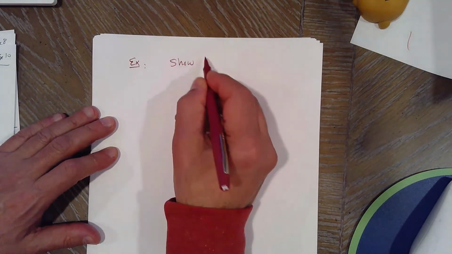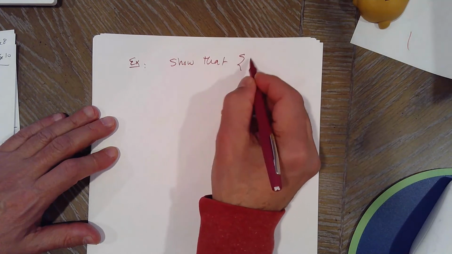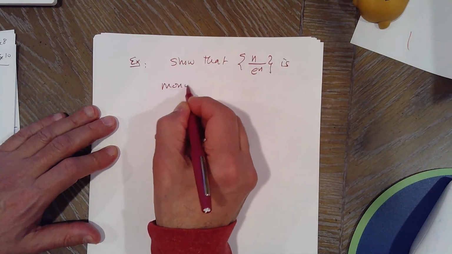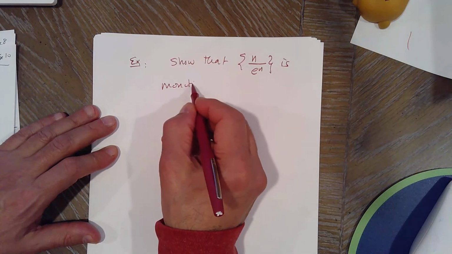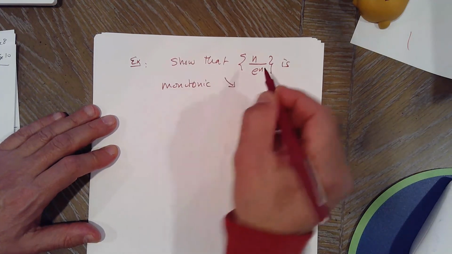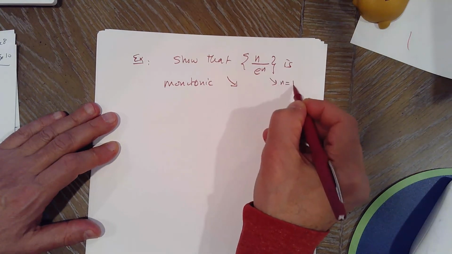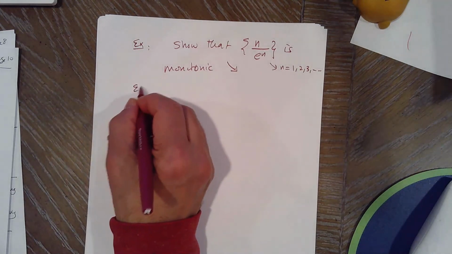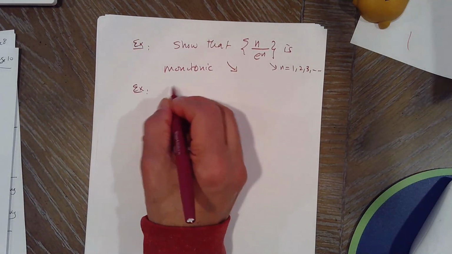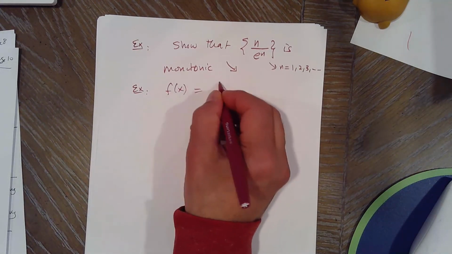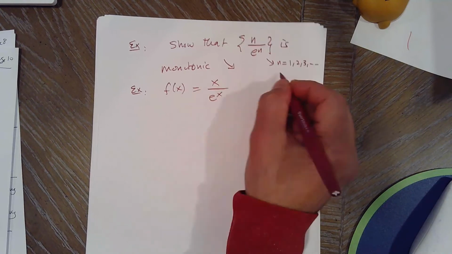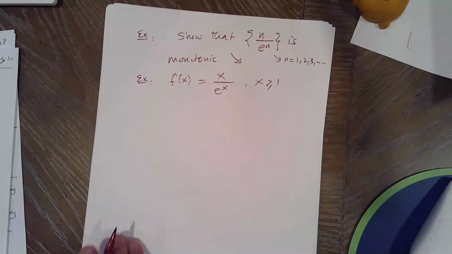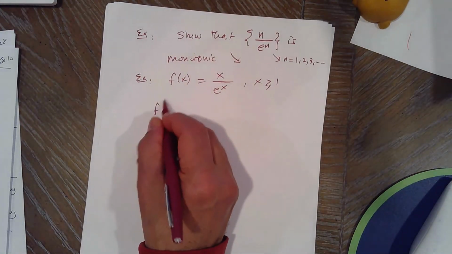Show that the sequence n over e to the n is monotonic decreasing. Remember, when we talk about a sequence, n is 1 and above, a positive integer. We can do this in a couple of ways. If we want to use a function, remember that in a function x is all real numbers, but here it's only greater than or equal to 1, so we can only consider x greater than or equal to 1. Okay, so we can find its derivative. We know how to find a derivative.